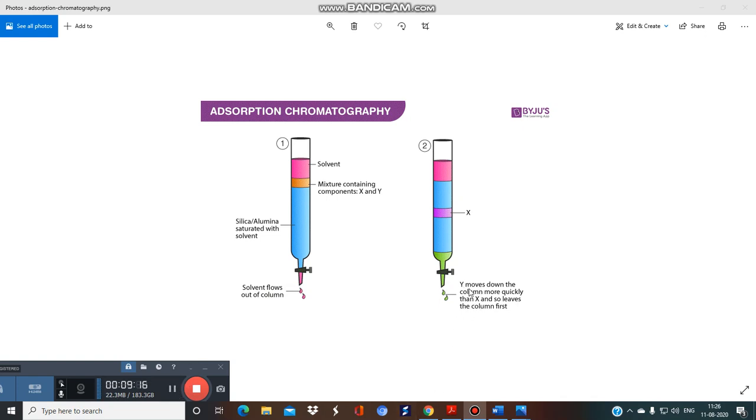See what is written here: y moves down the column more quickly than x, so it leaves the column first. It means y has greater affinity towards the mobile phase, and the mobile phase you are using in the column chromatography is non-polar, meaning y is more non-polar in comparison to compound x. I think you have a brief idea about this.